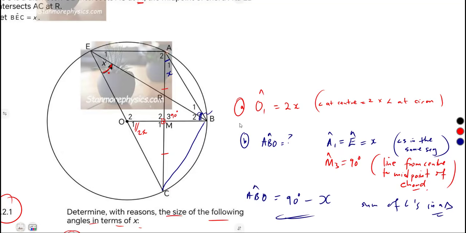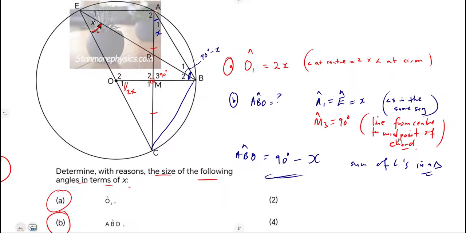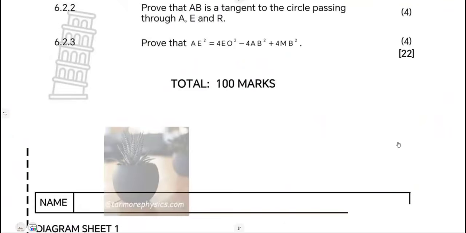So this whole angle at B1 and B2 is 90 degrees minus X. Like I said, there are so many ways, guys, that you can actually use to prove, to state or to find that angle ABO. All right. So that is it.